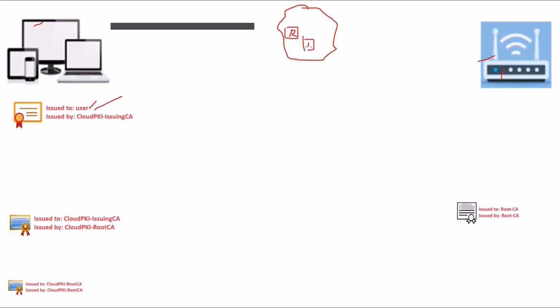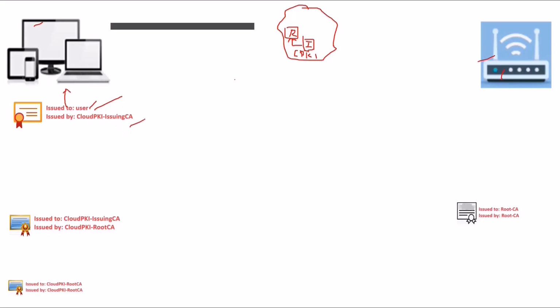The issuing CA has the SCEP URL, like we have already seen, and this issuing CA is linked to the root CA in the cloud, right? So this is the Cloud PKI infrastructure. Okay, so I hope that we have understood this until now. Now, this is the device, and this device contains this SCEP certificate.